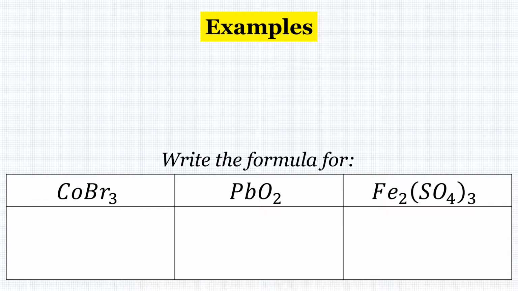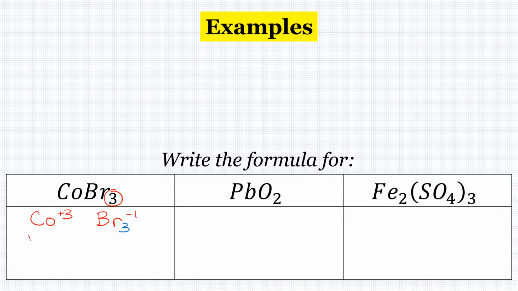So the first one, we have cobalt and bromine. Cobalt on the periodic table is a transition metal. We don't know the charge, but bromine has a charge of -1. And we have 3 of them. So we need this to be a +3 charge, because right now we have 3 -1s, which means we need a +3 to cancel that out. So we need this to be cobalt with a +3 charge.